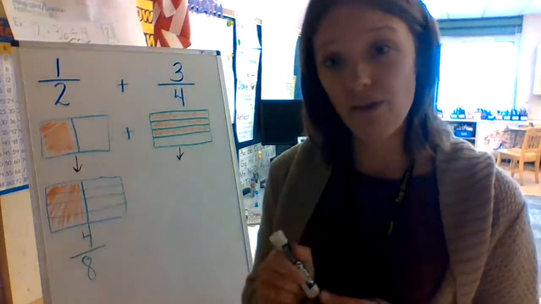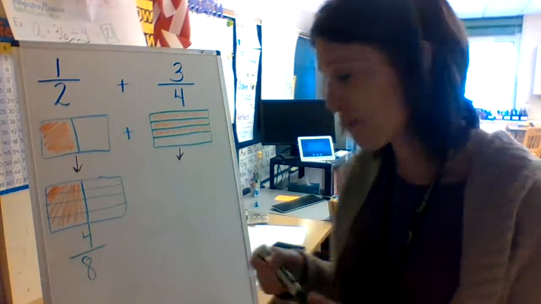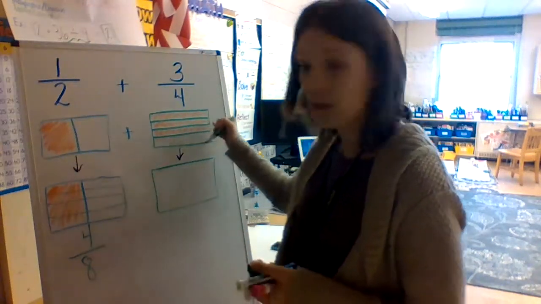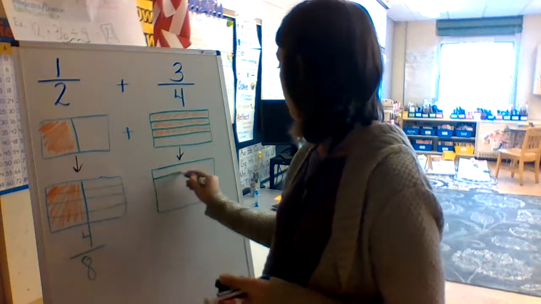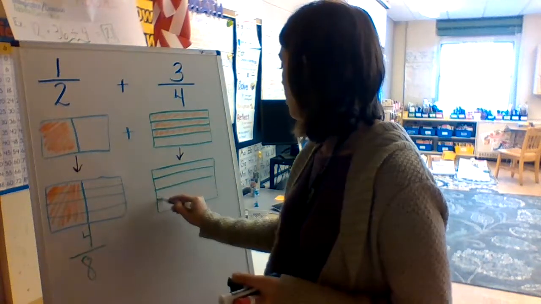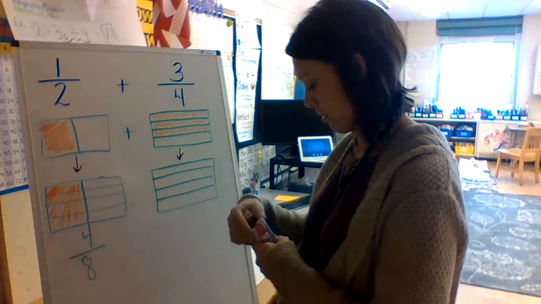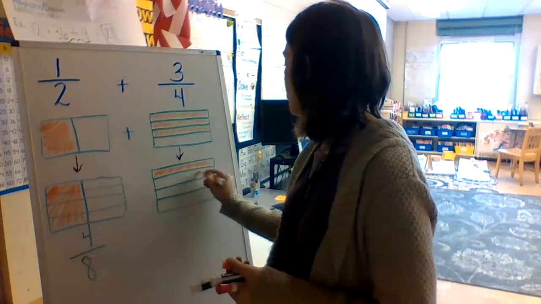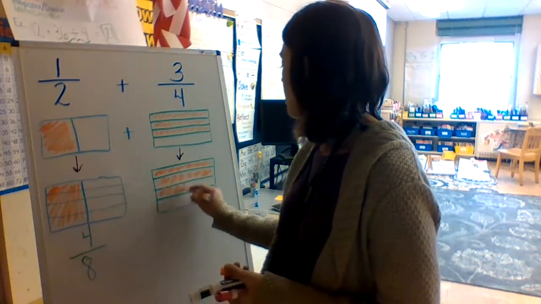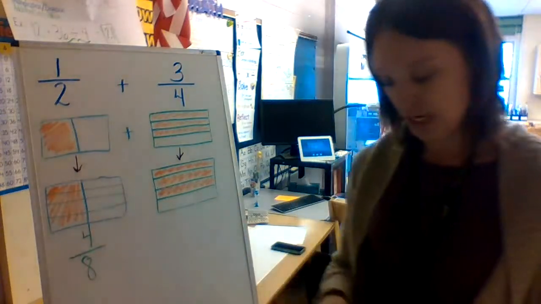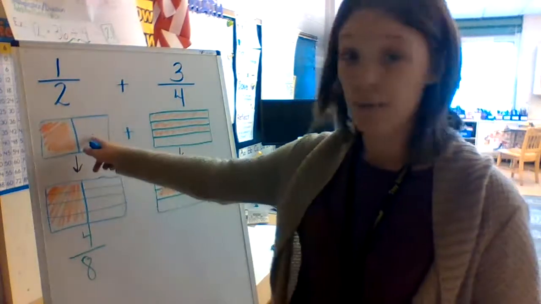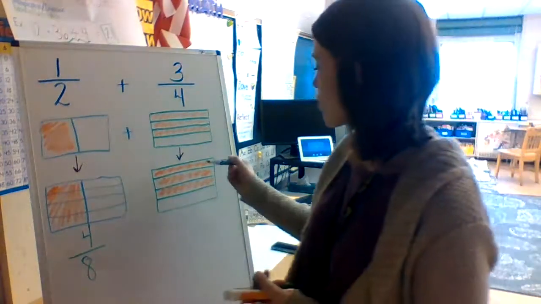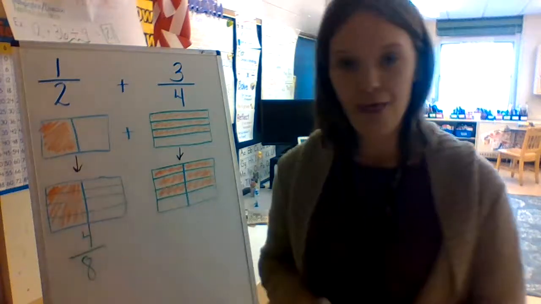I'm going to do the same thing for my other model, my 3/4 model. I'm going to rewrite this model to look just like my original. 1, 2, 3/4. 1, 2, 3/4. And what I'm doing next is I'm taking my 1/2 model and I'm going to lay it right on top. So I have one line going down the middle. So over here, I also need to have one line going down the middle.